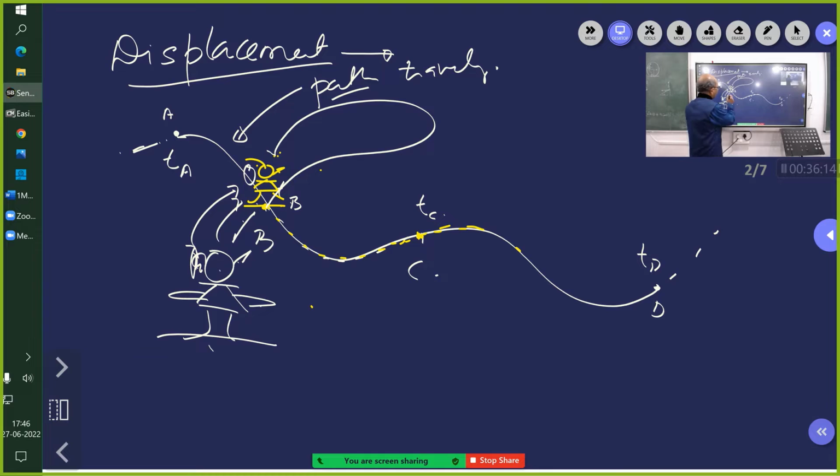Supposing I have got some instrument through which I can see this fellow, and that instrument will tell me what is this length. Which length? Straight line length.